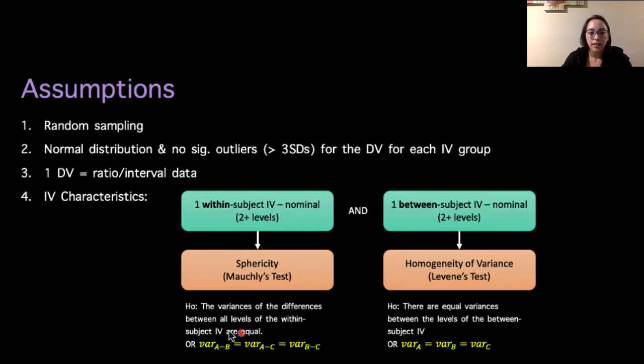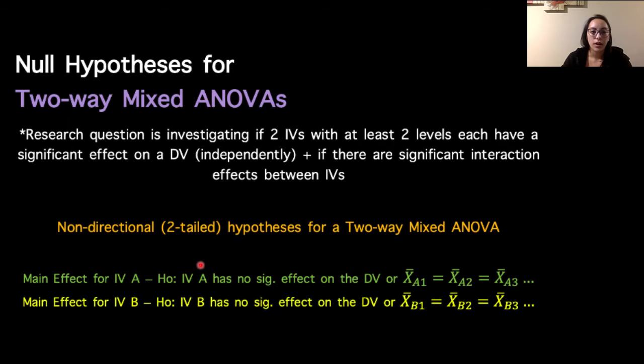So I've repeated the null hypotheses for each of these assumptions down below. They're very similar in nature, right? Homogeneity of variance says there are equal variances between the levels of our between subject independent variable, versus Mauchly's test for sphericity, which is going to look at the variances of the differences between the levels of the within subject independent variable specifically. And the null hypothesis would argue that those differences are equal to each other.